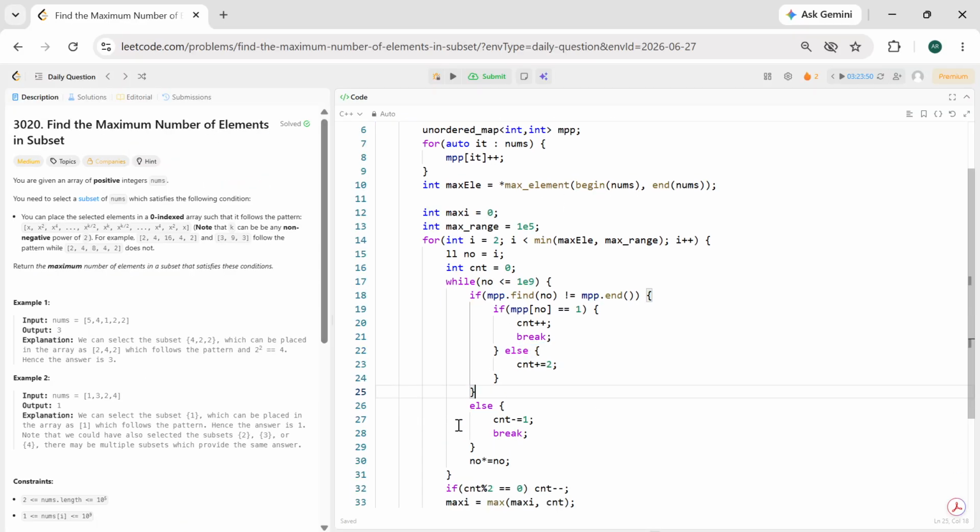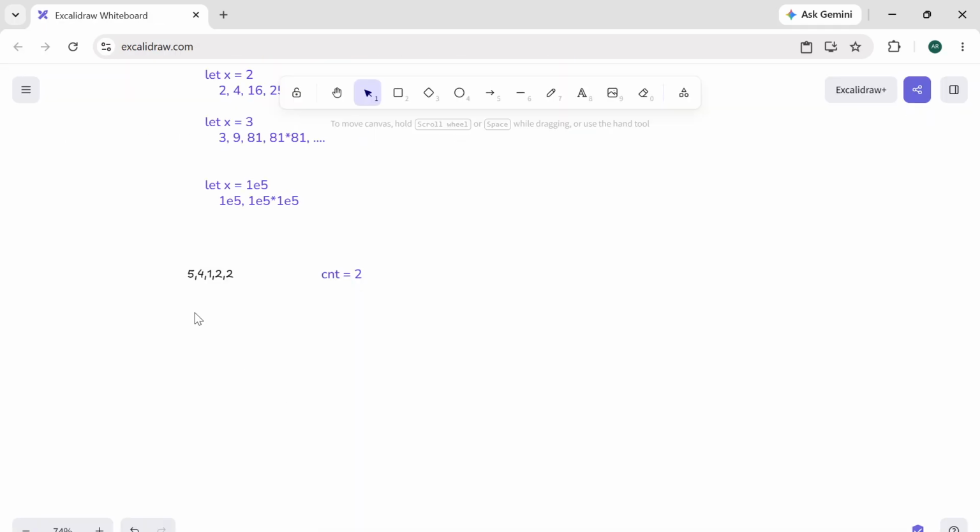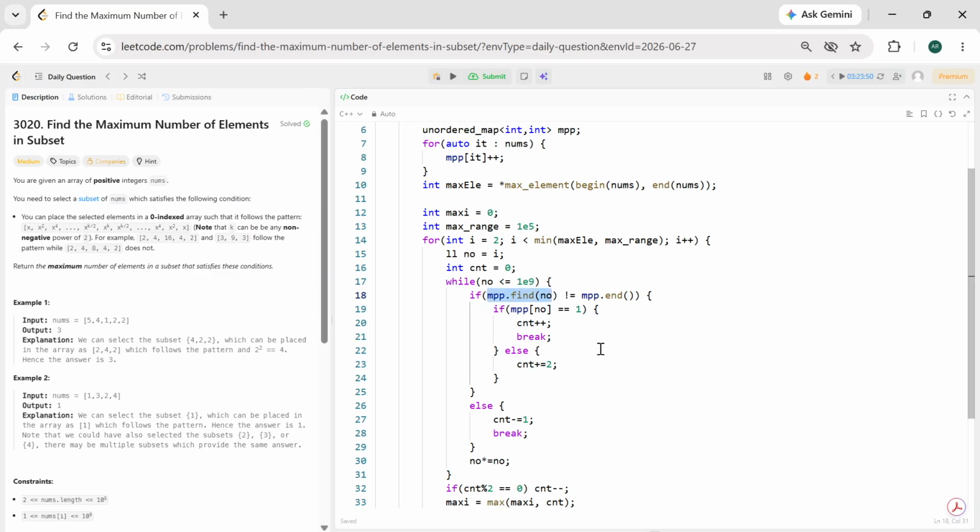Now this will not execute, and again it will do number times 2. Initially the number was 2, now 2 into 2 is 4, so number is now 4. Okay, no problem. Now I'll see map.find 4. Is 4 there? Yes, it is there. Very good. So what is its frequency? Its frequency is 1. It is not more.